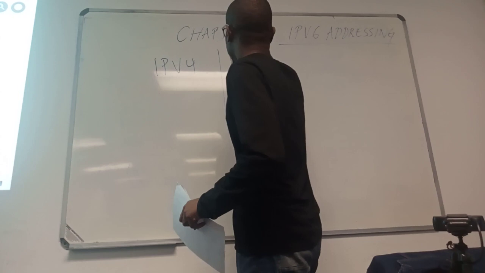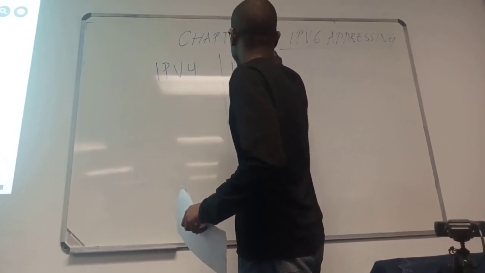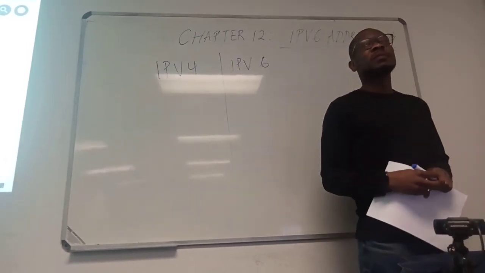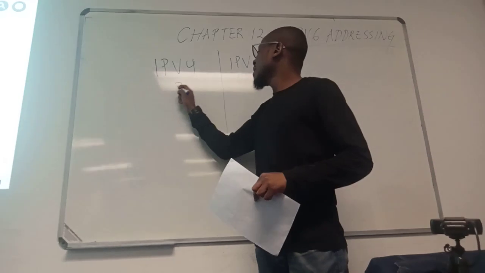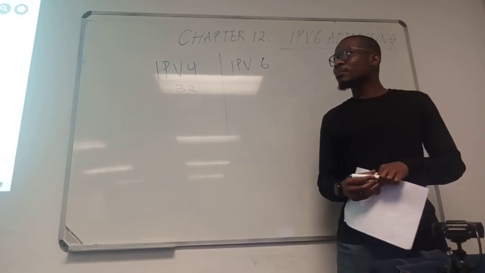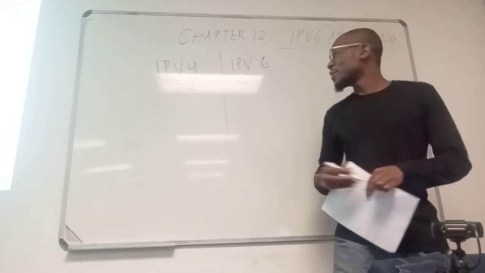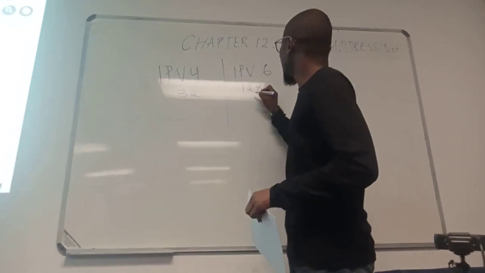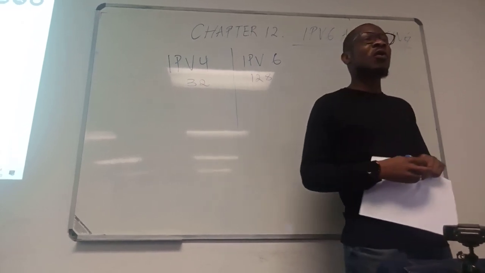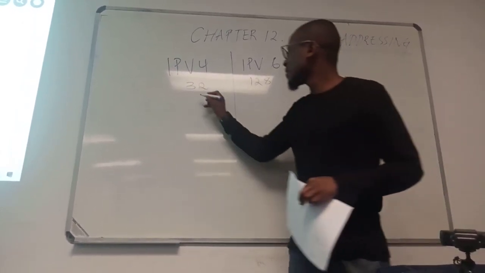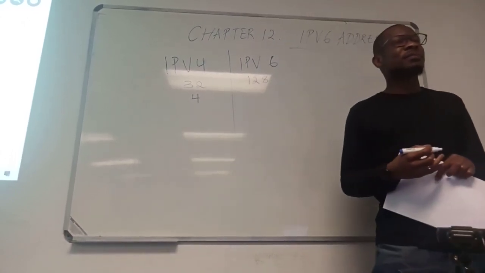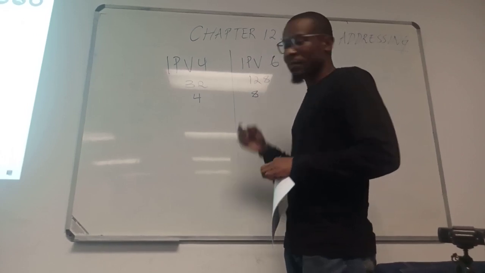Let's first discuss IPv4 and IPv6. How many bits for IPv4? 32 bits. How many bits for IPv6? 128 bits. How many parts for IPv4? 4 parts. How many parts for IPv6? 8.